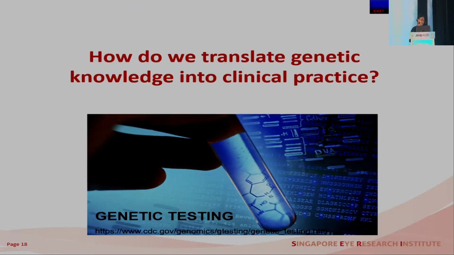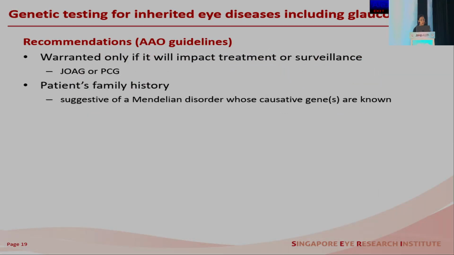So how do we translate what we know of these different scores or these genes, monogenic diseases, into clinical practice? Again, this is different for early onset glaucoma and for adult onset glaucoma. What the AAO recommends for inherited eye diseases, which includes early onset glaucoma, is that testing is only warranted if it will impact treatment or surveillance.